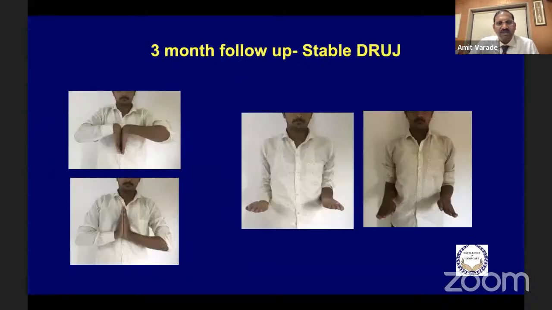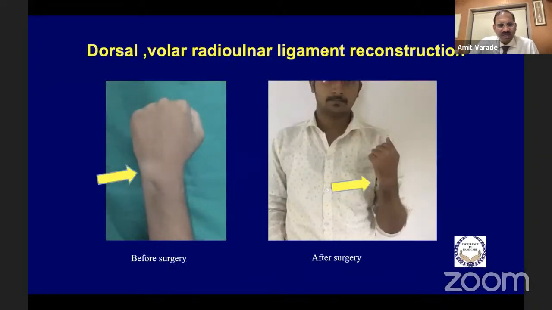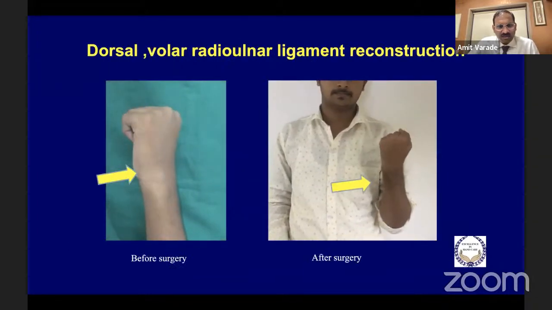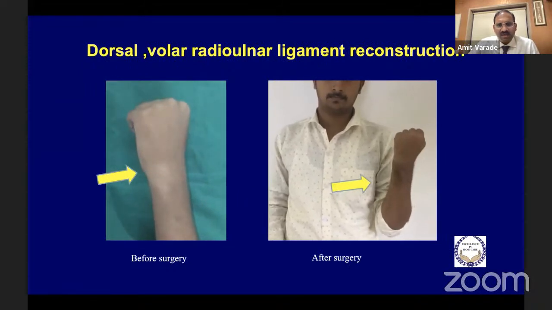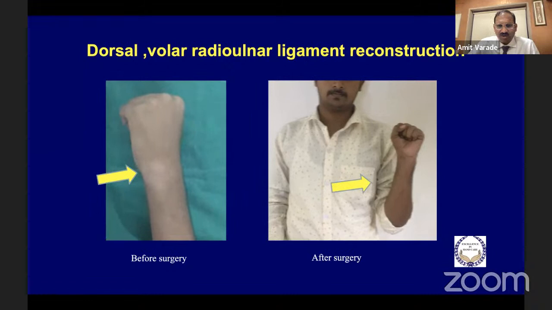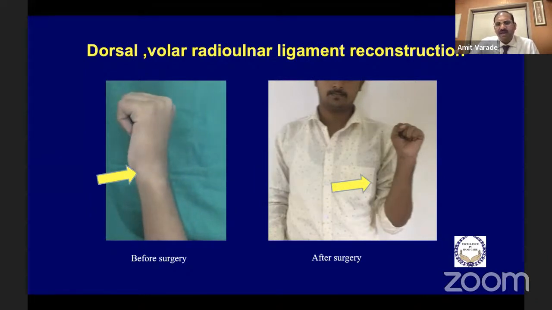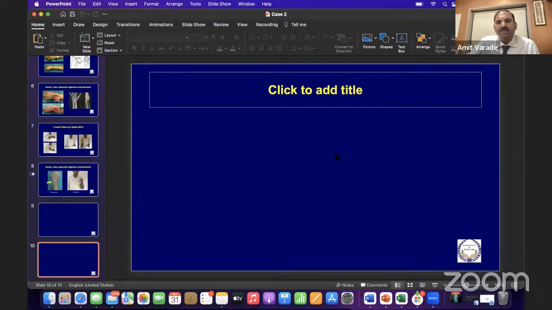And so this is the 3-month follow-up of this patient. Full range of pronation supination and flexion extension. And see, before surgery he was having this click, and now after surgery it has gone. And now he is able to lift weight and has no pain. Okay, so this was the second case.